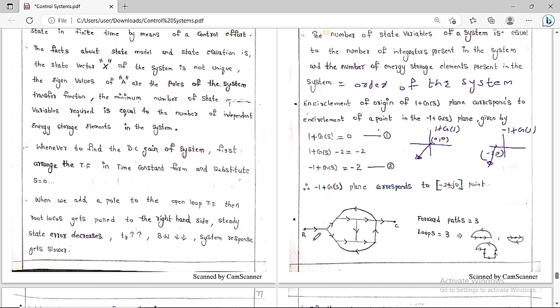Forward path means always you have to travel from the input point to the output point by traveling along the direction of the arrows, but not traveling any node more than once. Closed loop means the initial point is equal to the final point, and without traveling any node more than once, always you have to travel in the direction of the arrows. So these things always you have to keep in your mind.